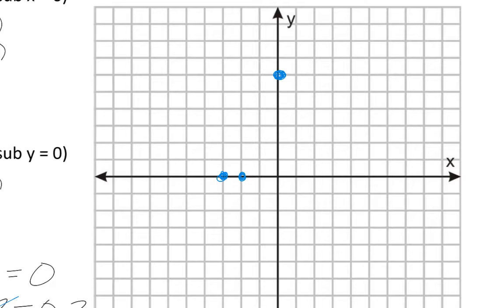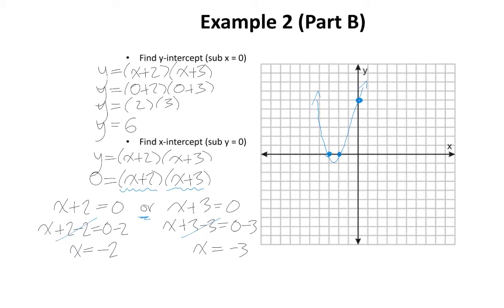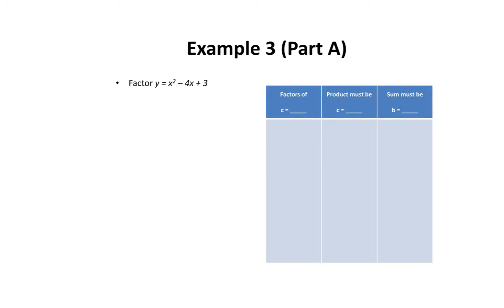So remember, we want to draw a nice, smooth, and symmetrical parabola. So I would think it would look something like this. And there you go. We've just factored and then graphed our parabola using its x and y intercepts. In our last example, we want to factor a parabola in standard form. Let's first identify the values of a, b, and c.